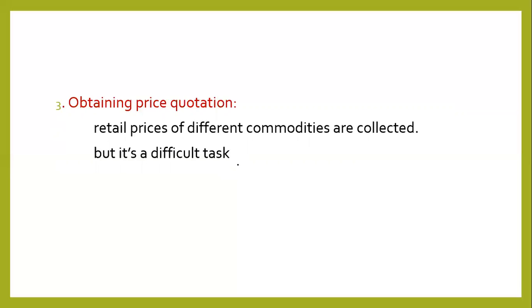So when you say retail price, it is not the same for all commodities and for all places, it will vary. What a statistics person will do is collect the prices of various commodities from various areas or various people, take the average, and that average will be used in the construction of the index number, that is obtaining the price quotation.